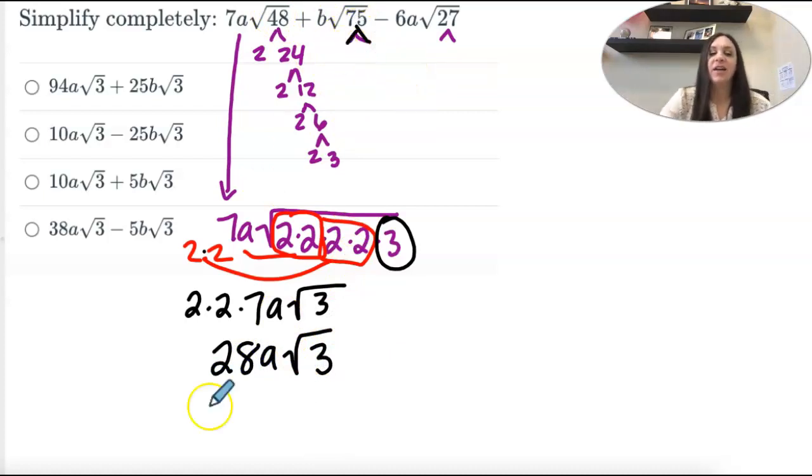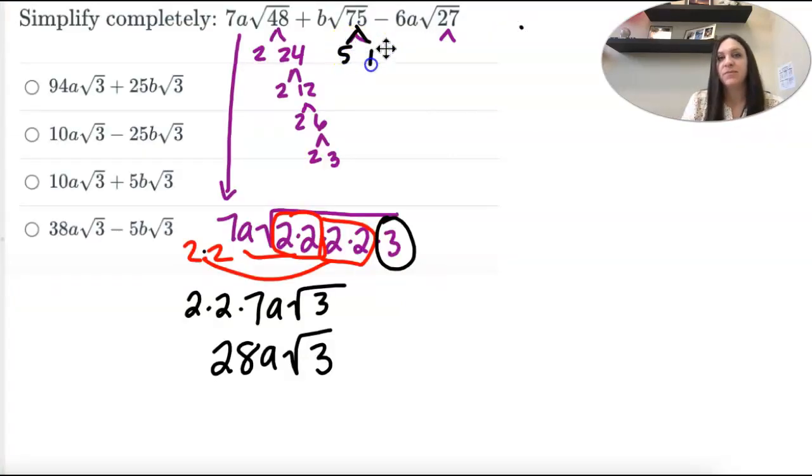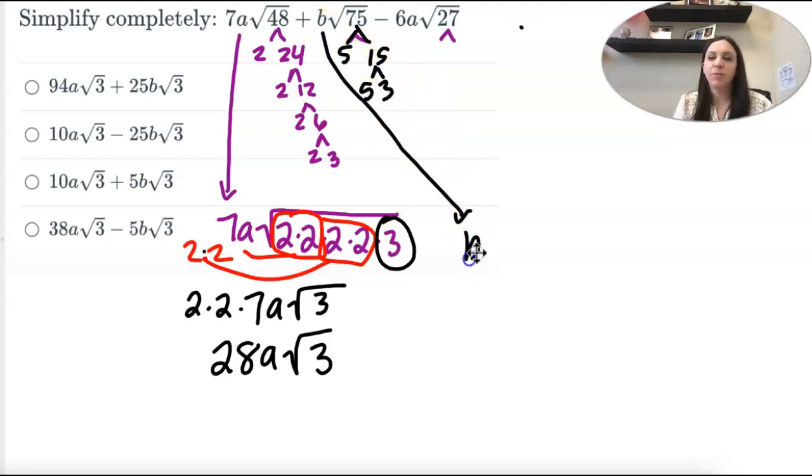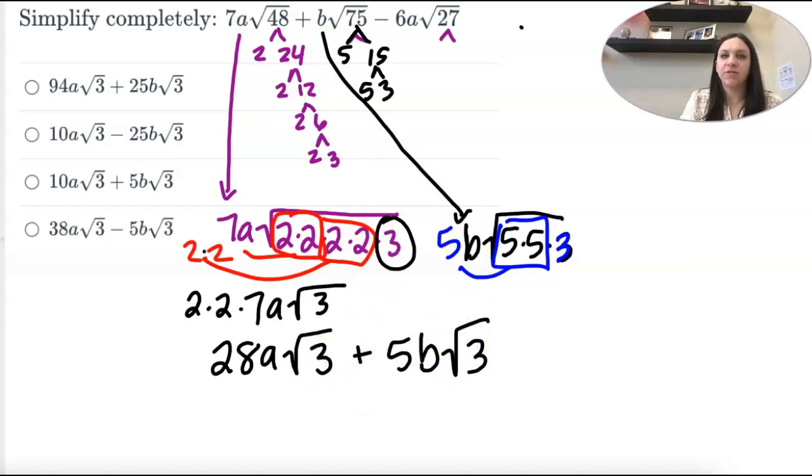Okay, 75 is 5 times 15. 15 is 5 times 3. And then don't forget the b. So I have a b square root 5 times 5 times 3. So again, I have a pair of 5s that comes out and the 3's left. So 5b square root of 3. Those are my first two terms simplified.